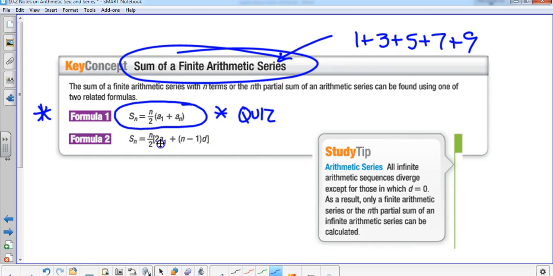This one will not be on the quiz because it's really just how to find the last term so that you don't have to plug it back in. I'm not going to do that for you.